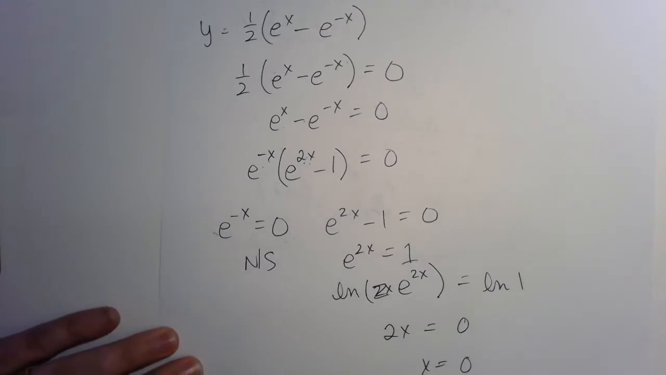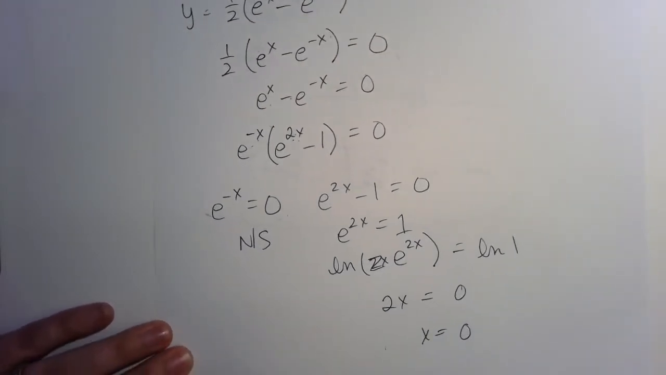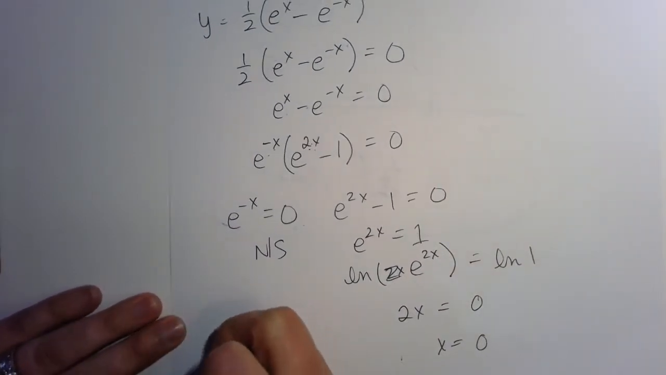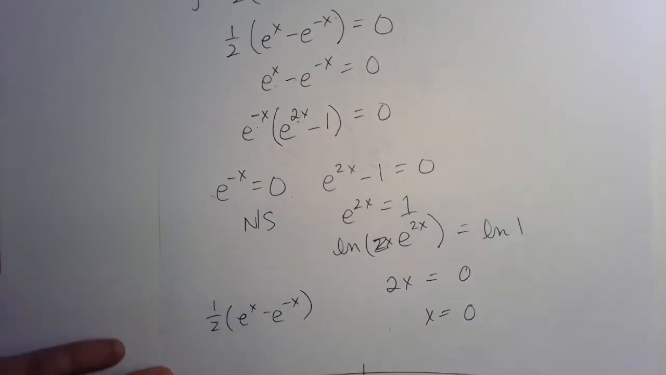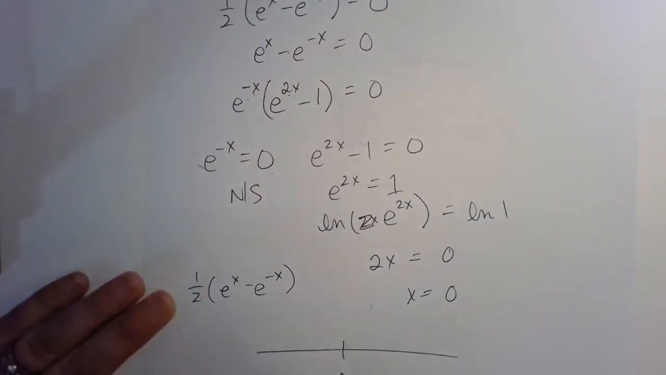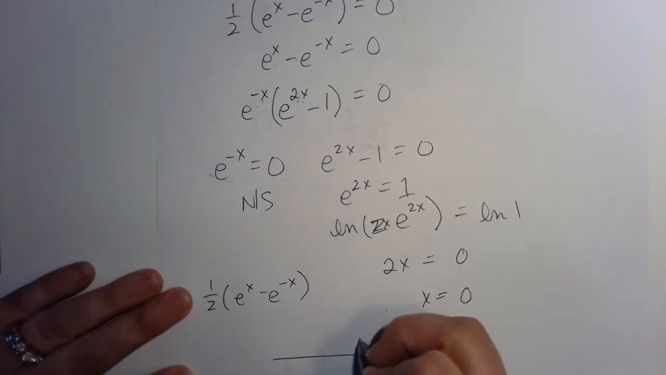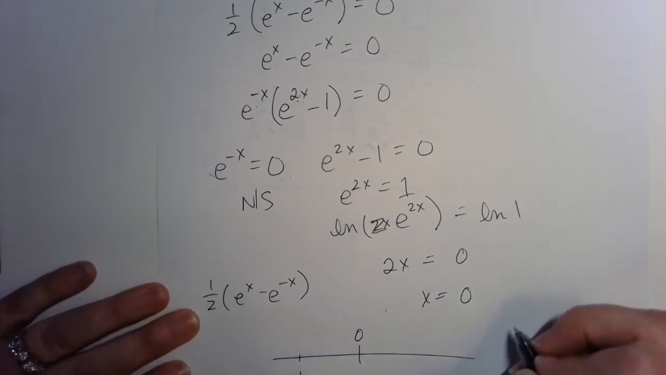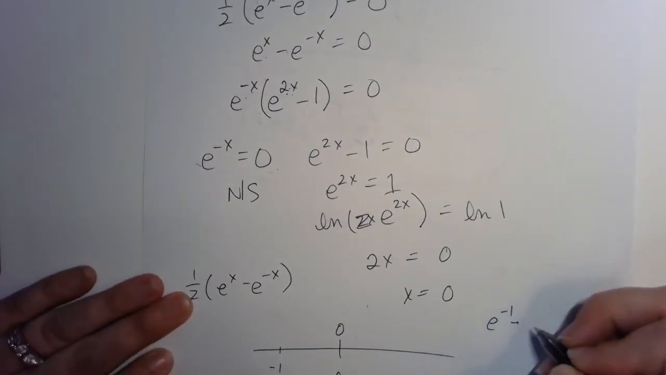And again, I'm going to go back to my derivative, which I'll rewrite. Okay, so here's my derivative, 1/2 times e to the x minus e to the minus x. The half is positive, so I'm really not very concerned about it. So if I plug in a number, there's my 0. If I plug in a number like -1, then I would get e to the minus 1 minus e to the minus minus 1.